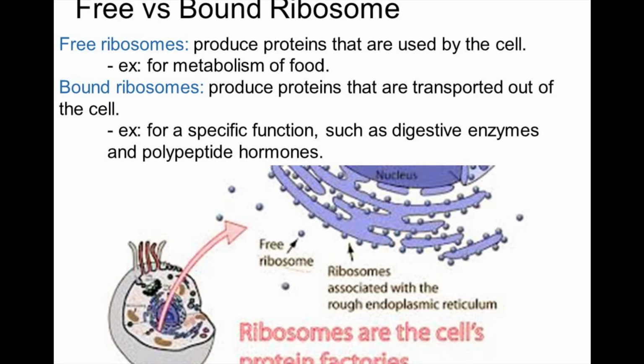We have free versus bound ribosomes. A free ribosome produces proteins that are used by the cell, for example for metabolism of food. These ribosomes are freely floating in the cytoplasm, not connected to anything, so the things they make are typically used in the cytoplasm of the cell. We have bound ribosomes. They're usually bound to the rough endoplasmic reticulum, where they produce proteins that can then be transported out of the cell. They are for a specific function, such as digestive enzymes and polypeptide hormones. So you basically have two types of ribosomes, those that freely float in the cytoplasm and those that are connected to the rough endoplasmic reticulum, and the RER is connected to the nucleus.